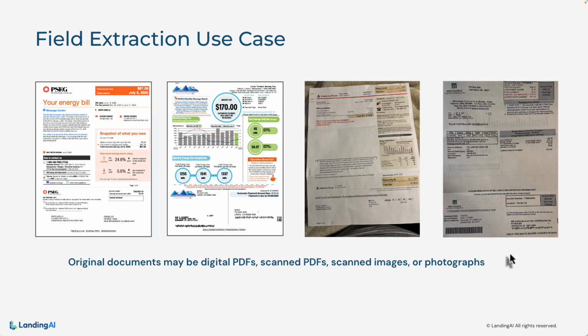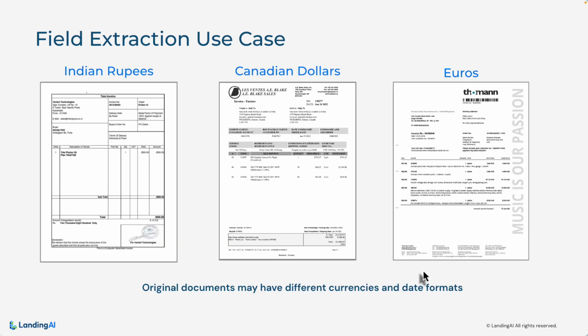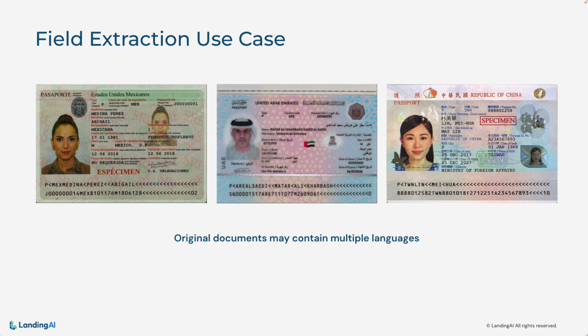For example, with utility bills, the originals may be digital PDFs, maybe scanned PDFs, scanned images, or even photographs. Or, in the case of continuing education certificates, the original documents may also contain important logos, figures, and signatures. In the case of documents such as invoices, you need to expect that the documents may have different currencies or different standard date formats. And lastly, when dealing with documents such as identity documents, we need to be able to plan for documents that contain multiple languages.